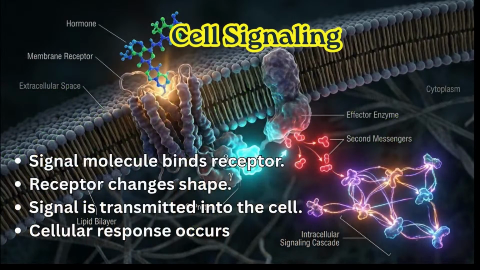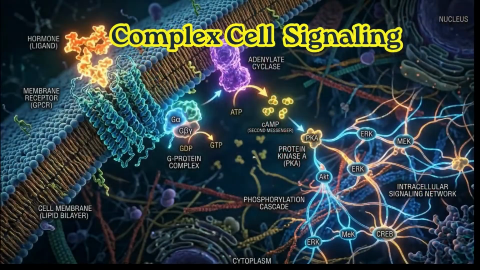In case of cell signaling, membrane receptors detect chemical signals. And what happens in case of cell signaling? The signal molecule binds with the receptor. The receptor changes its shape. The signal is transmitted into the cell and the cellular response occurs. A cell membrane has a very complex cell signaling also, as shown here.